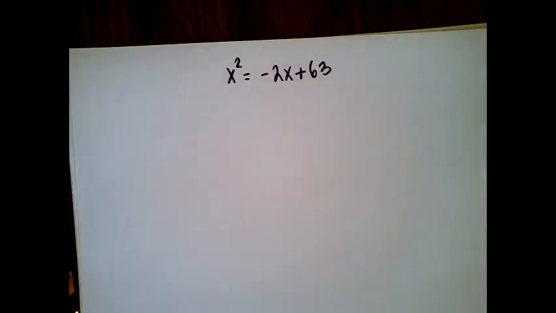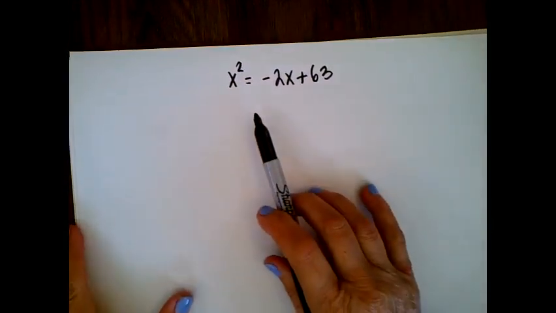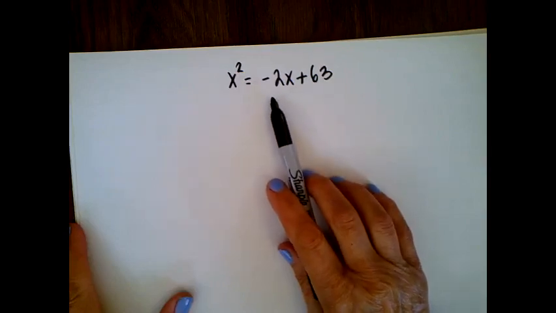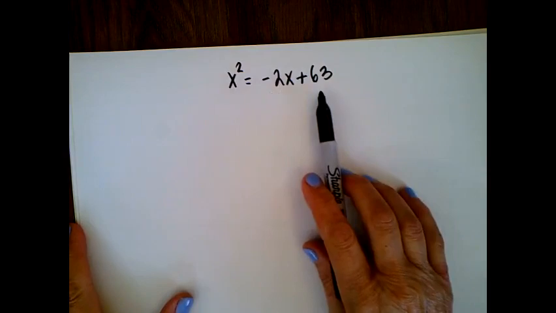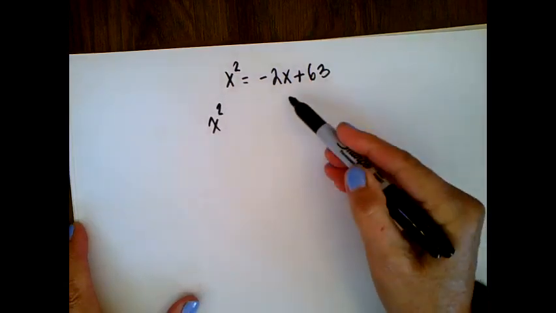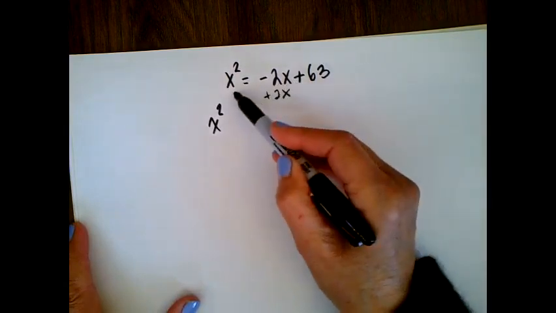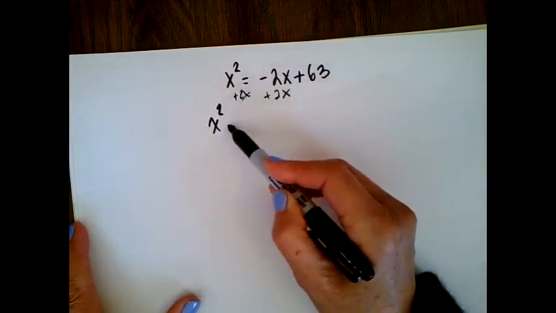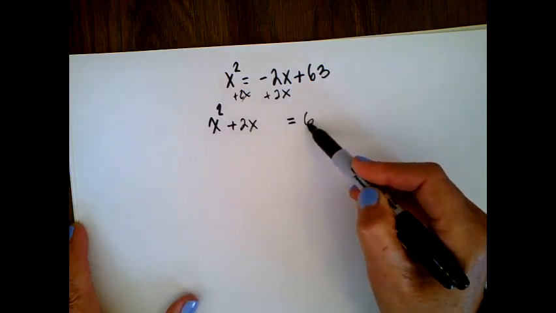When we take a look at this problem, we know we have to move a couple of things around. This negative 2x needs to move to the other side. We can leave the 63 where it is. We're going to move the negative 2x by adding 2x to both sides. So now we'll have x squared plus 2x, leave some space, equals 63.